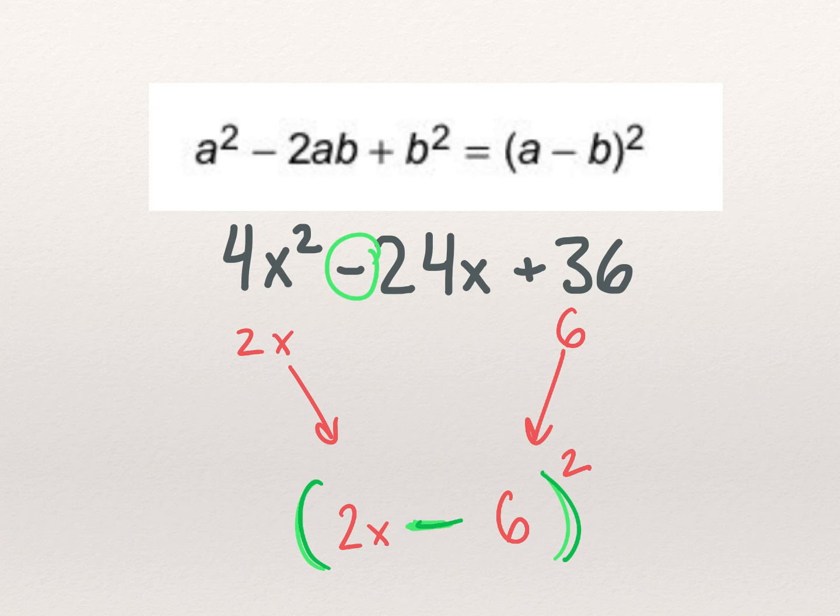We don't do anything with that. It's just to check to make sure that we can use the shortcut. So it would be 2 times 2x times 6, because it's always 2 times the first one times the third one. And that would give us 24. So it's just to check.